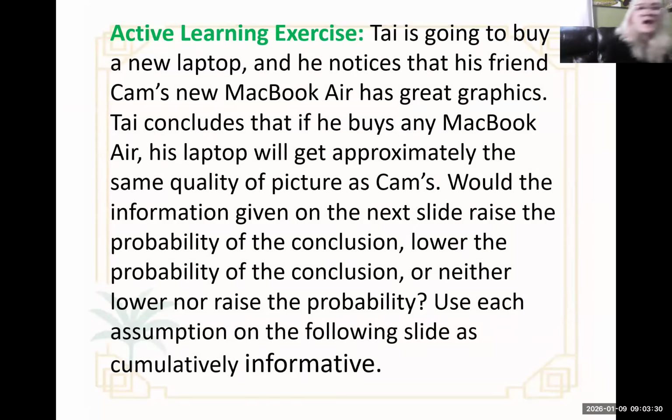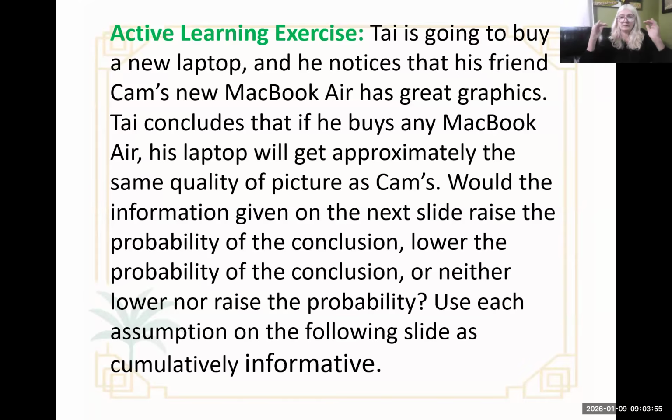Okay, so now we're going to practice. We're going to imagine Ty is going to buy a new laptop, and he notices that his friend Cam's new MacBook Air has great graphics. Ty concludes that if he buys any MacBook Air, his laptop will get approximately the same quality of picture as Cam's.